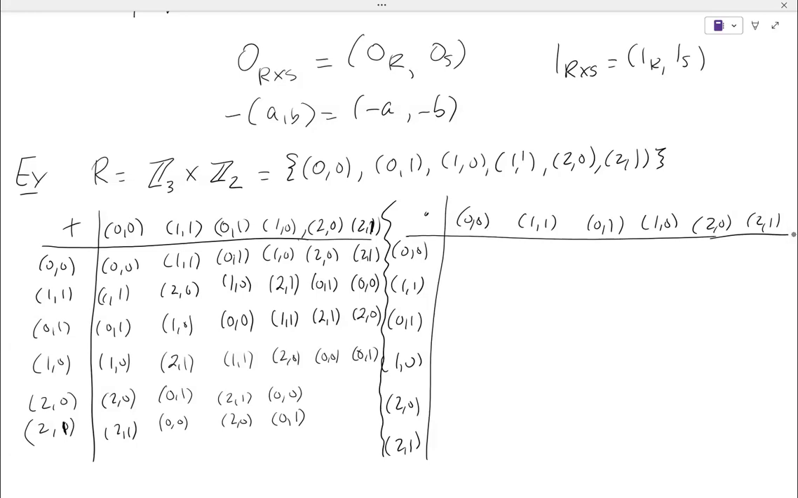(2,0) plus (2,0) will give me (1,0). (2,0) plus (2,1) will give me (1,1). And that'll also go down here. Then finally, (2,1) plus (2,1) gives me (1,0). All right, so that filled out the addition table. Let's see if we can finish out the multiplication table.